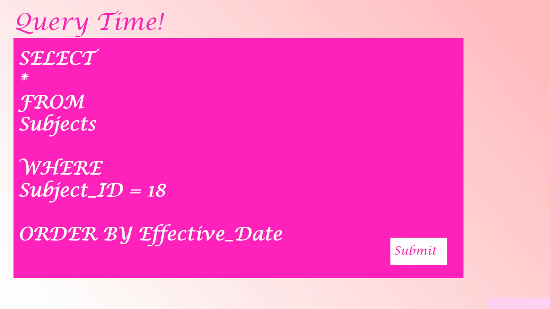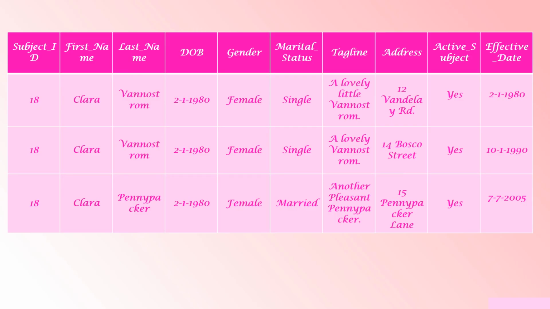So let's pretend the subjects table was designed this way, where a new row of data was inserted for every update to the data in the row. If we wrote a similar query that hit this table, how would the results set look for subject ID 18? You'll see now that instead of one row, we have 3 rows.